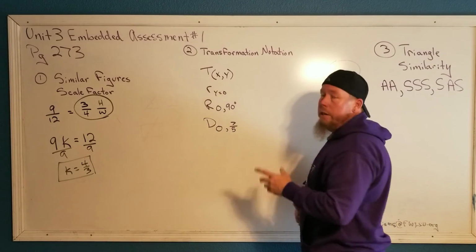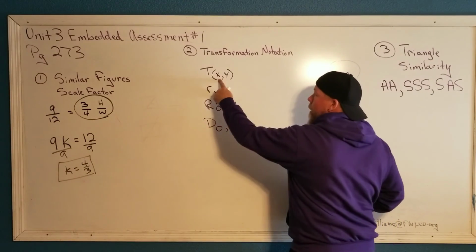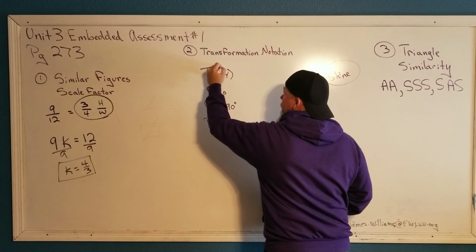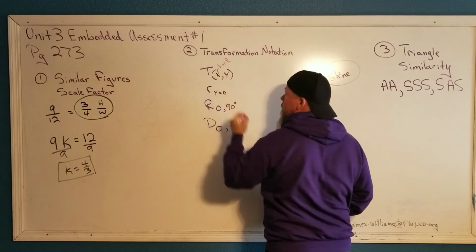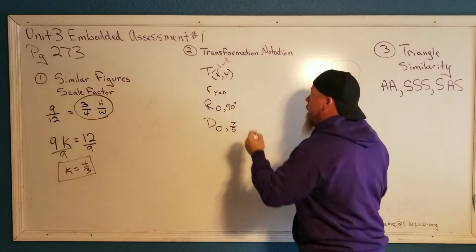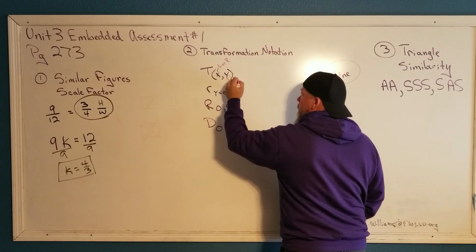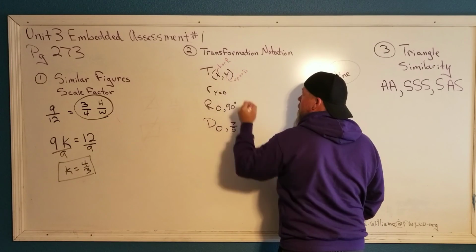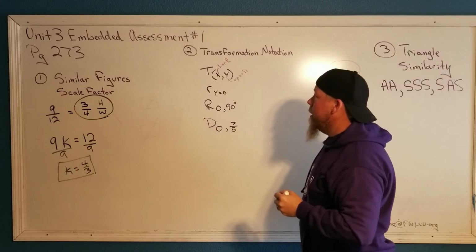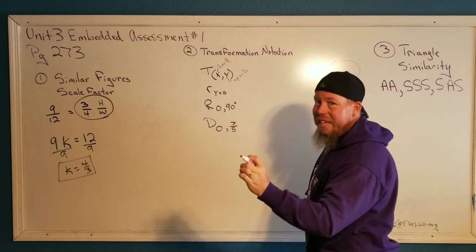This first one is a translation. This is telling you how far left or right. Remember, right is positive, left is negative. And this one is going to be up or down, down being negative, okay? So that's your transformation notation for a translation.